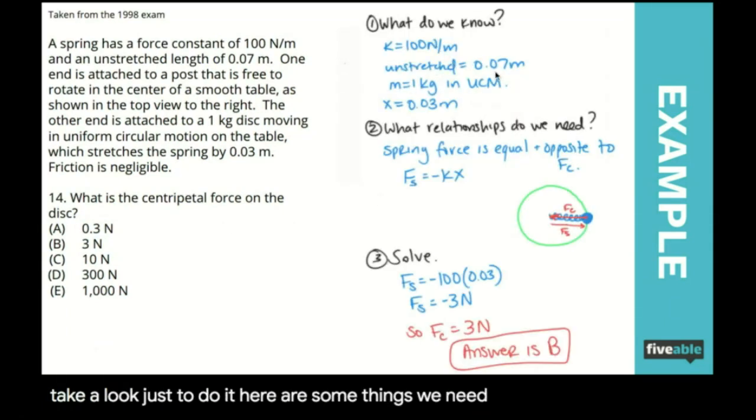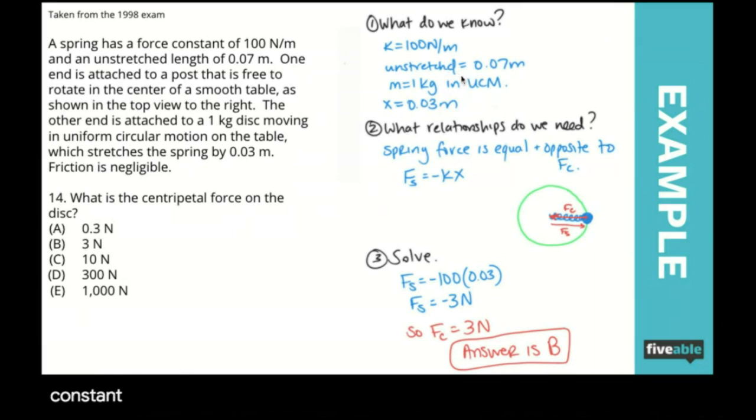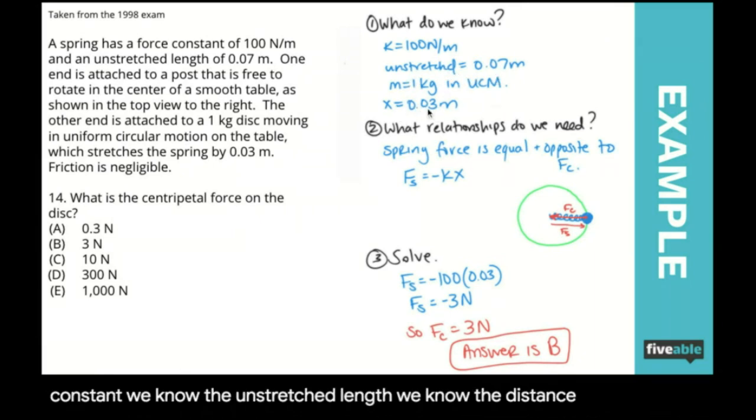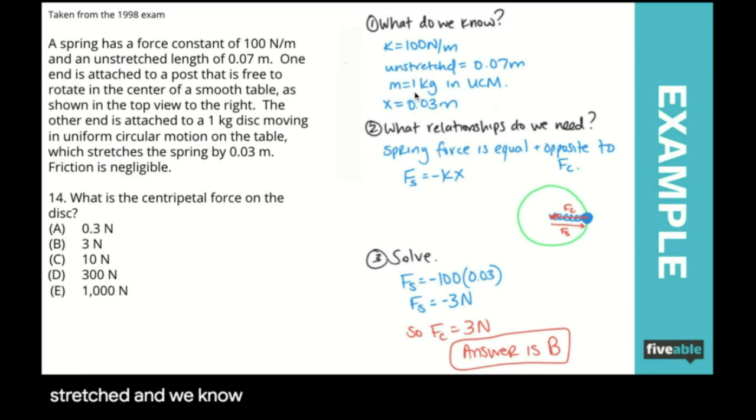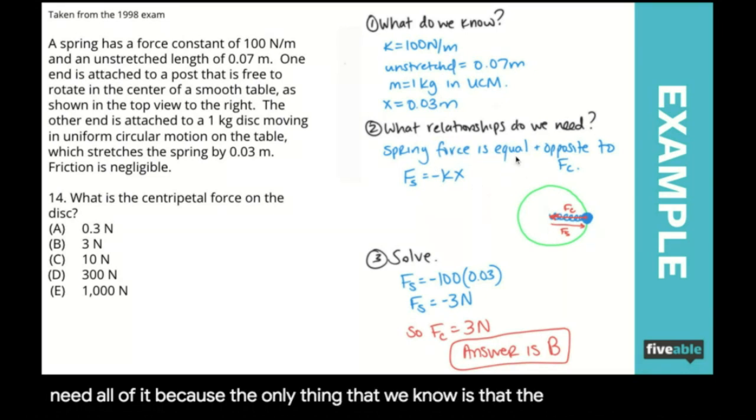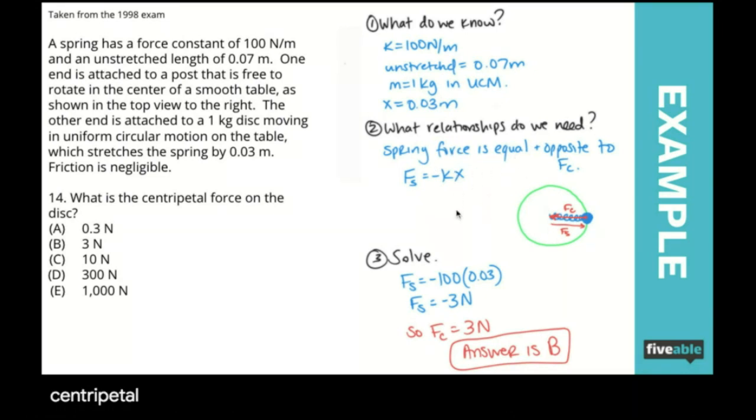Okay, so let's just take a look. Here are some things we know. We know the spring constant. We know the unstretched length. We know the distance that it's stretched. And we know its mass. So that's a lot of info. We don't actually need all of it, because the only thing that we know is that in this case, the centripetal force is equal to the spring force.